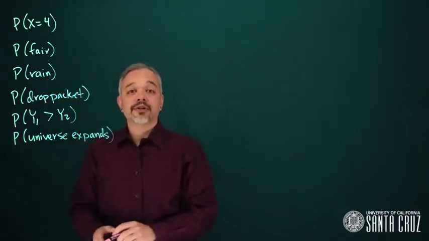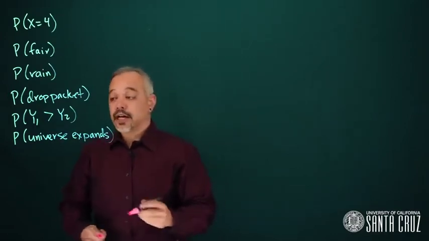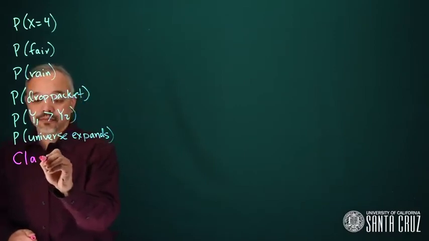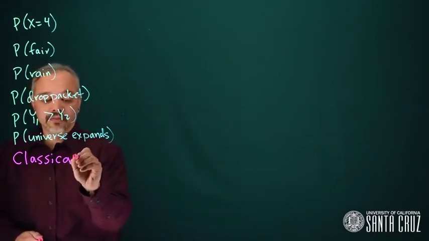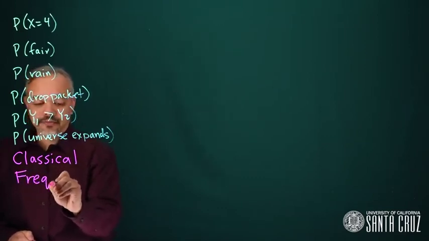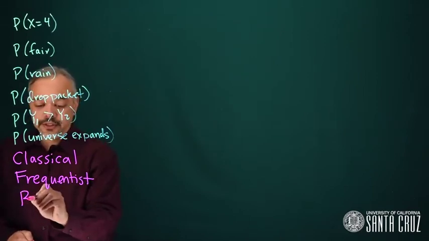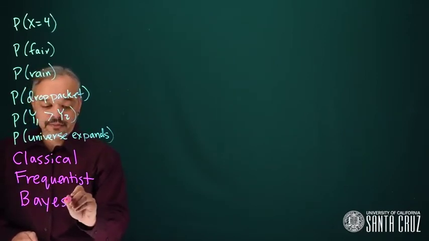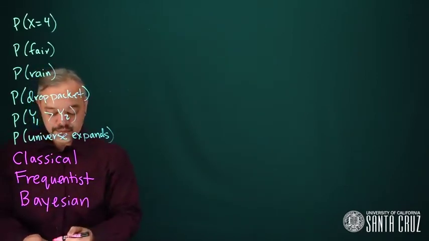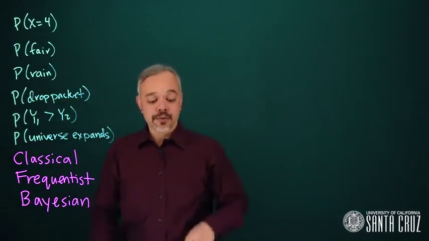There are three different frameworks under which we can define probabilities. We'll talk about all of them briefly here. The first one is a classical framework. The second is a frequentist framework. And the third one is a Bayesian framework. Under the classical framework, outcomes that are equally likely have equal probabilities.